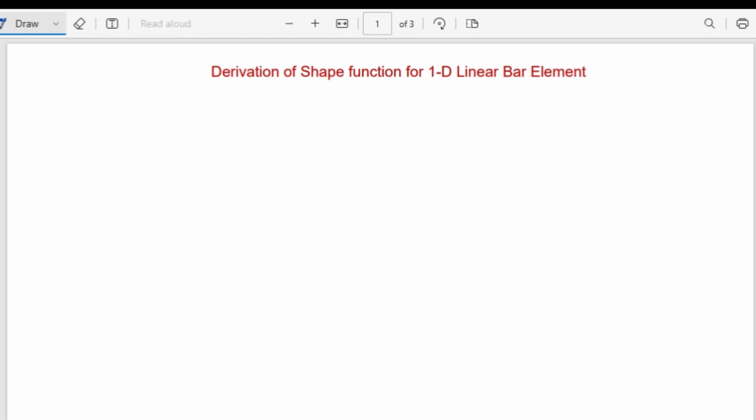Hi, in this video we will discuss the derivation of the shape function for a one-dimensional linear bar element. So let us consider a one-dimensional linear bar element. So this is our one-dimensional linear bar element. There will be two nodes, node 1 and node 2. Let L be the length of the element.